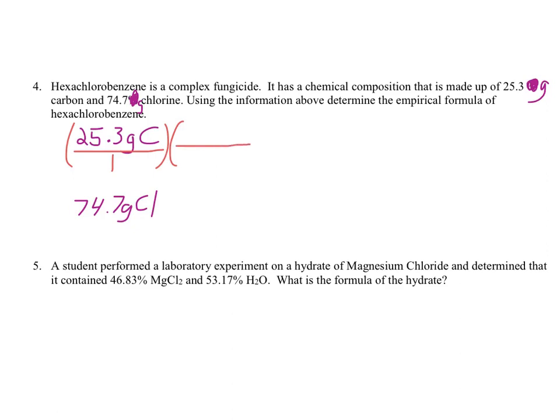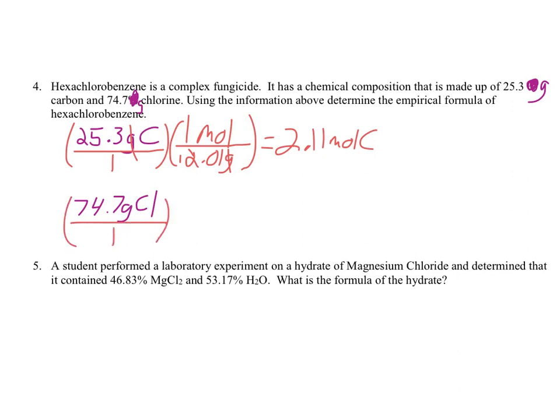The atomic mass of carbon that I'm dividing by is 12.01. My grams cancel out, I'm left with moles of carbon. 25.3 divided by 12.01 gives me 2.11 moles of carbon. Now I need to do the same thing to my chlorine.